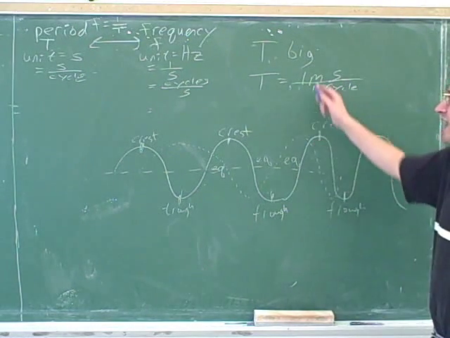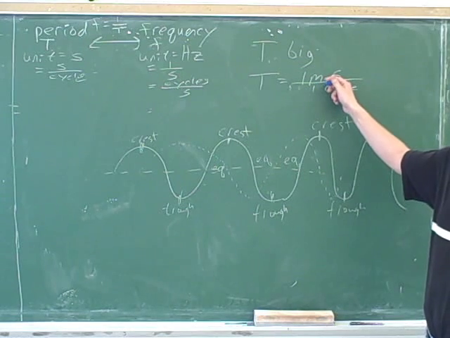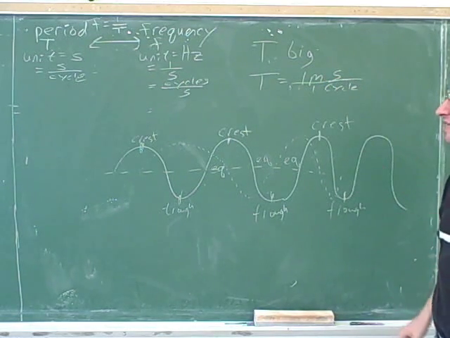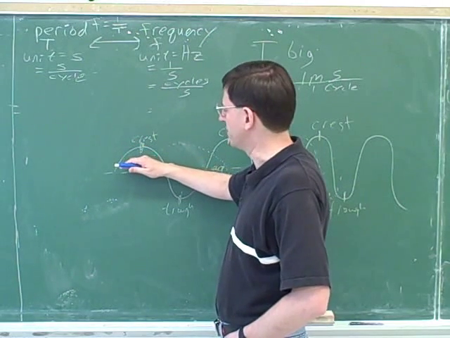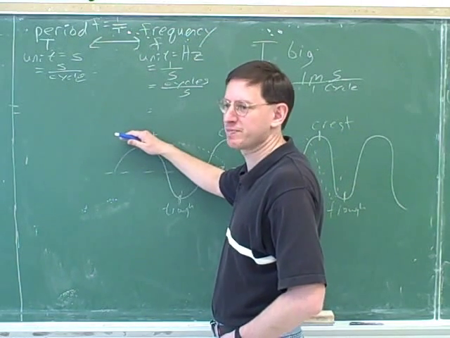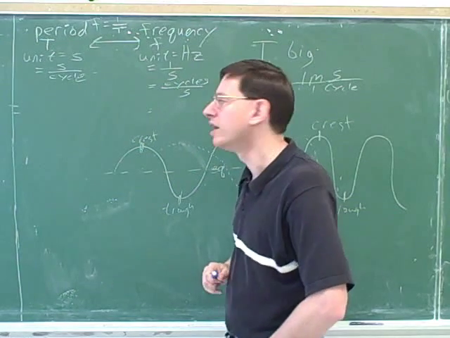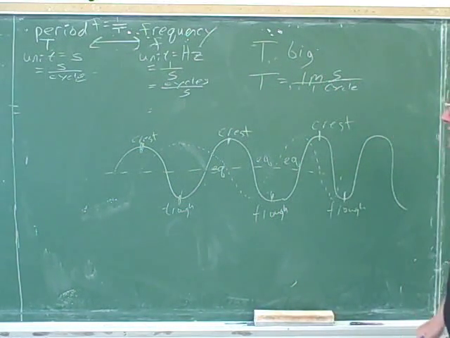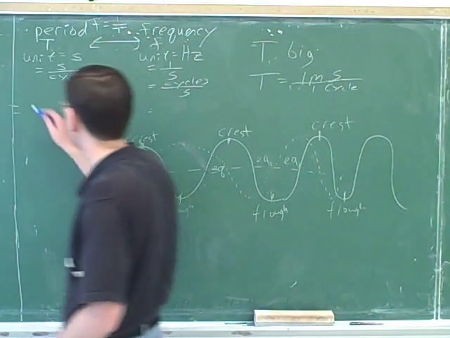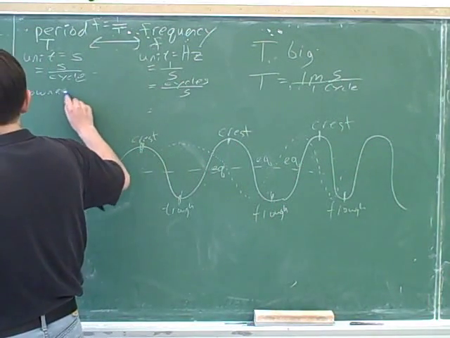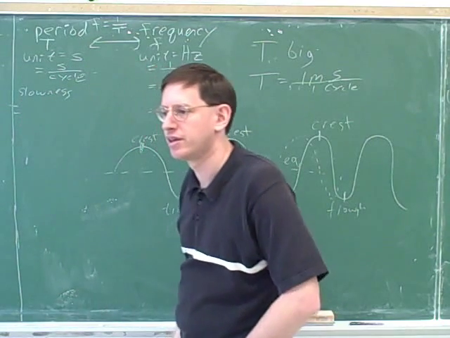Yeah, well, that seems like a lot of seconds, right, for just 1 cycle. If it takes 1 million seconds to go through 1 cycle, it must be going very slowly. If it's going to take 1 million seconds before my hand gets back up to the top again, that would be a really long time. So T is kind of a measure of how slow the wave is going. T is a measure of the slowness of the wave.